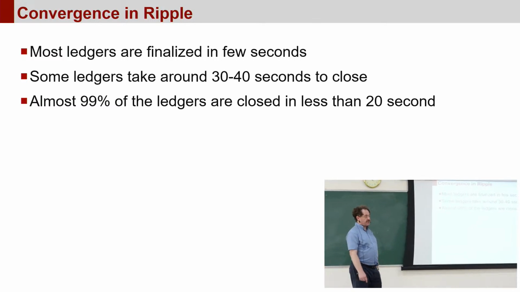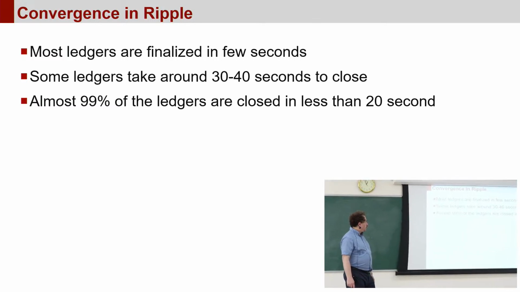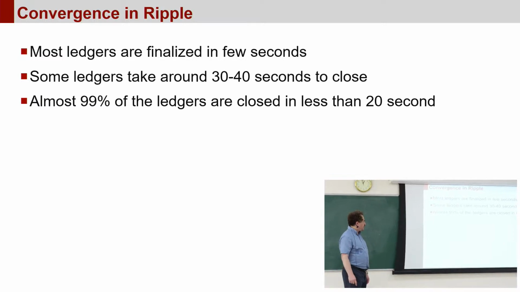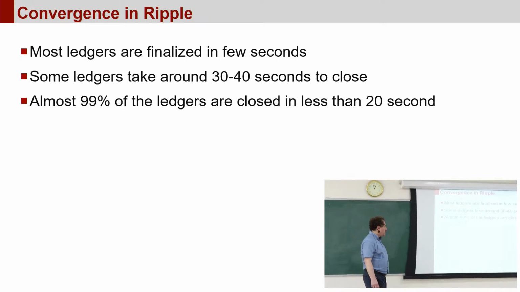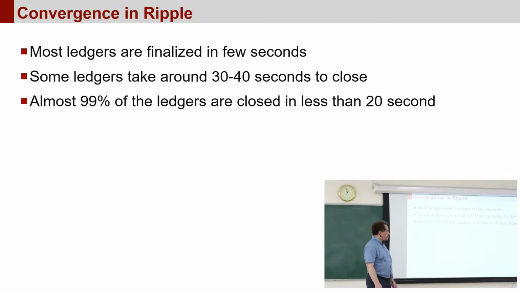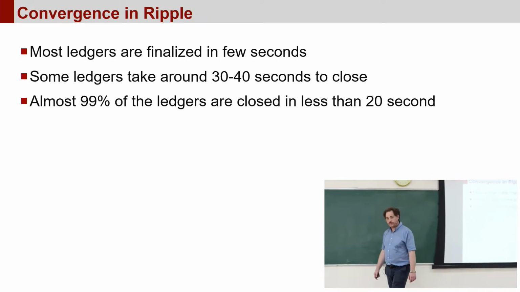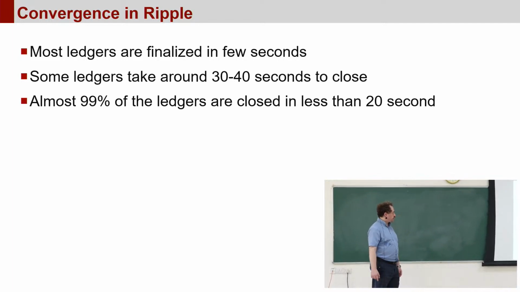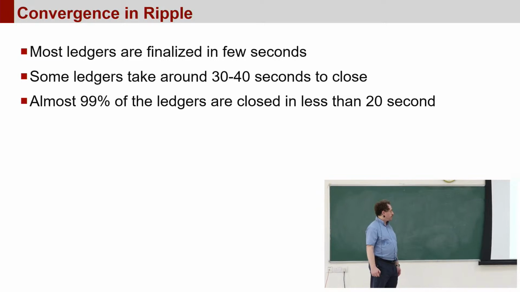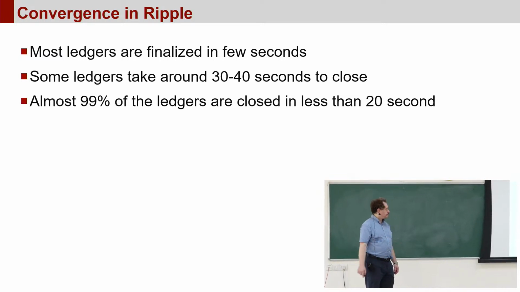So how does it perform in practice? Most ledgers are finalized in a few seconds. However, some ledgers take up to a minute to close, though almost 99% of the ledgers are closed in less than 20 seconds. So, the 99th percentile. So the performance is reasonably good.